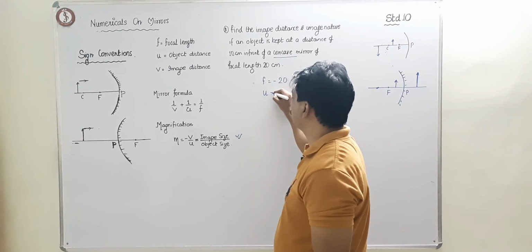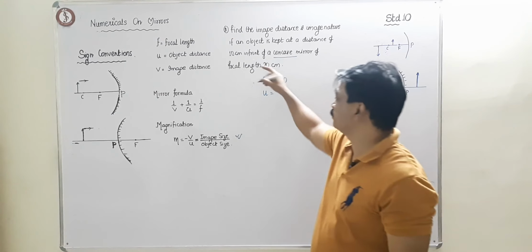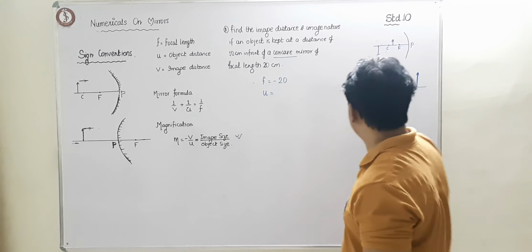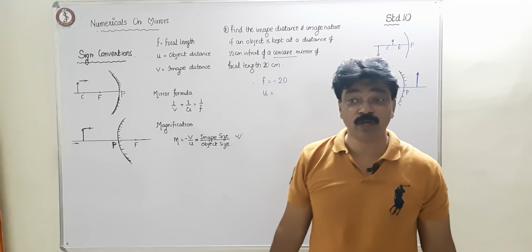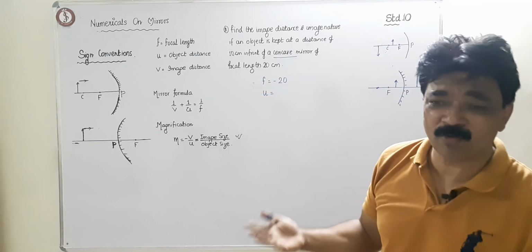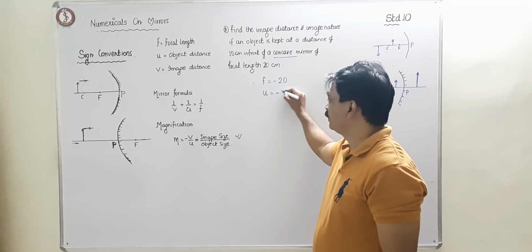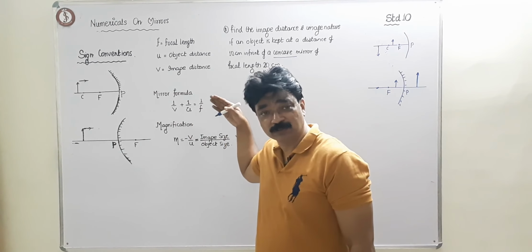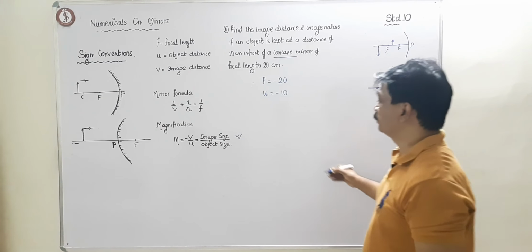U will be how much, Sachin? Tell me, Akansha, what will be U? U is 10, so how much? Negative 10. Positive or negative 10? It is a concave mirror. Positive or negative? U, I said, don't worry about the mirror or the lens. U is always negative. Why? Because the rays come from the object, so you have to go back to measure it, isn't it? Always.